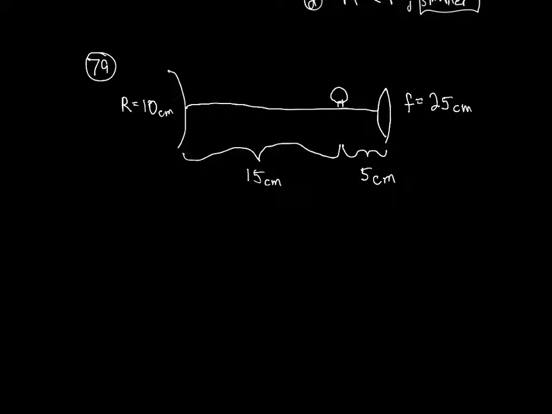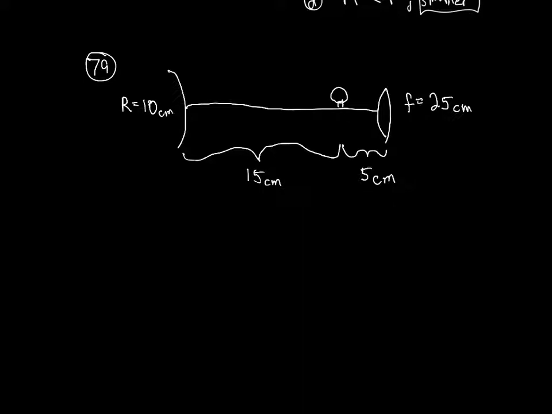So we need to know where we see the image of the light bulb if you look through the convex lens at the mirror. So I'm going to look through this lens, and I'm not going to look directly at the light bulb, I'm going to look at the mirror. So the lens is going to focus on whatever the mirror sees. So first I need to see where the light bulb is in the mirror, find that image, and then that image will become the object for the lens.